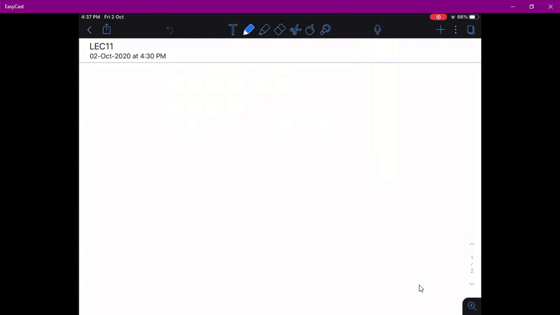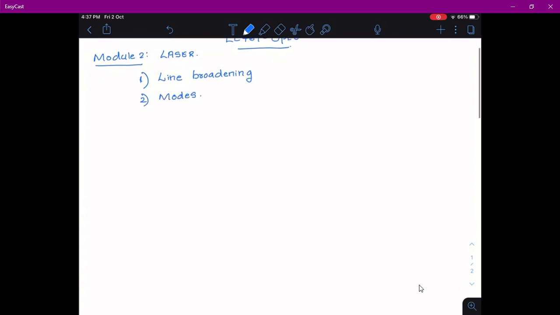So welcome to lecture number 11 of our subject EC469 Opto-Electronic devices. We are continuing with module number 2, laser. In this lecture I am going to explain the line broadening of the laser and the different modes of the laser. So let's first look at the line broadening mechanism.